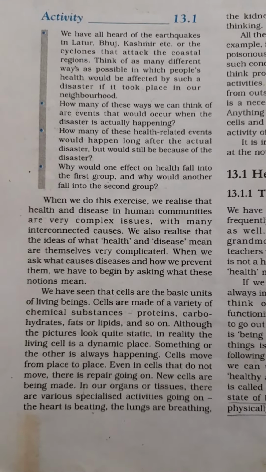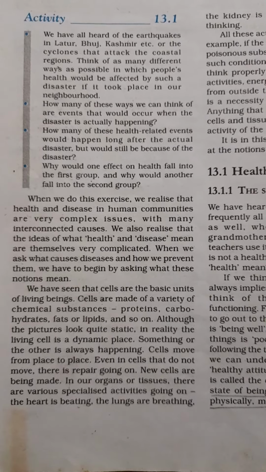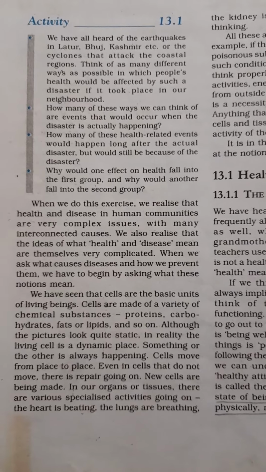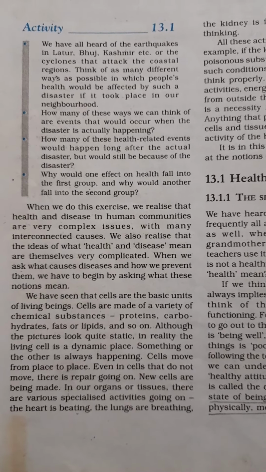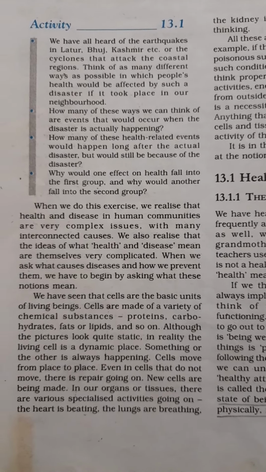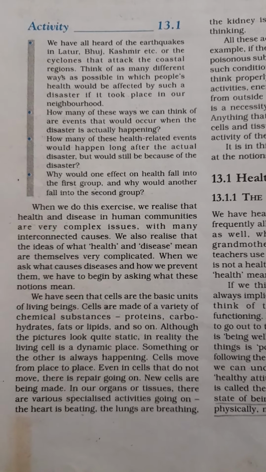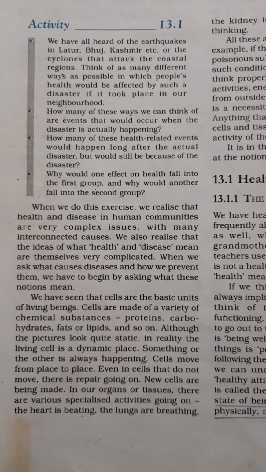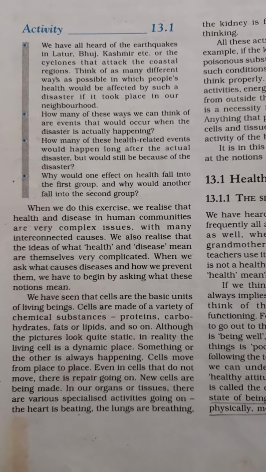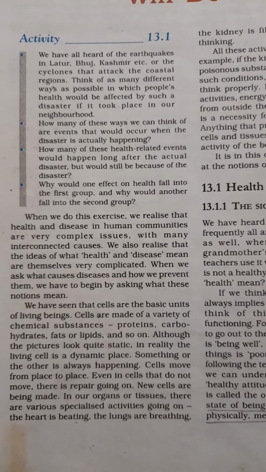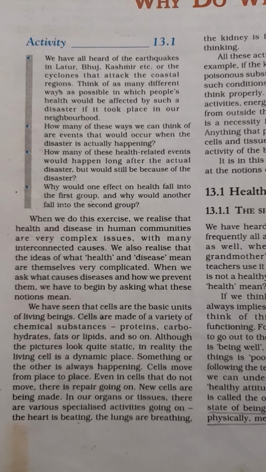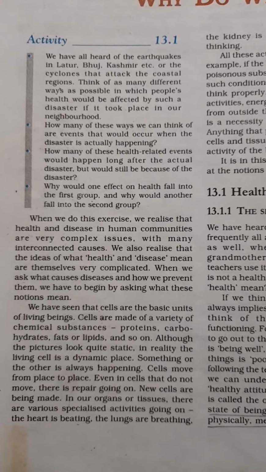When we study this, we will know that health and disease in human communities are very complex issues. Both of these are interconnected. The terms health and disease themselves are really complicated. First, we have seen that cells are the basic units of living beings. You have learned that cells contain a lot of chemical substances like proteins, carbohydrates, fats and lipids and so on. Actually the cell is a dynamic place.